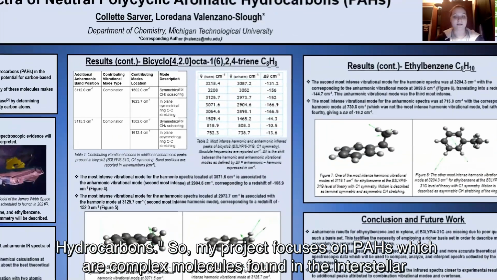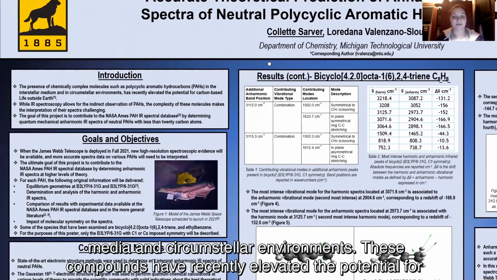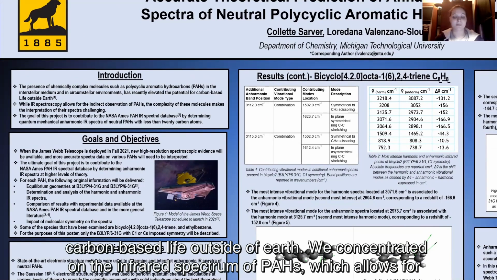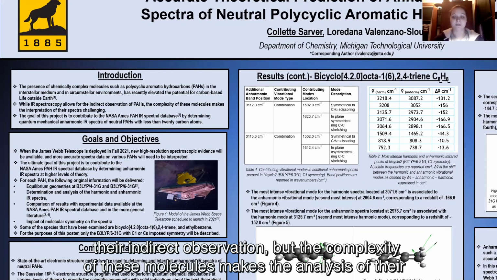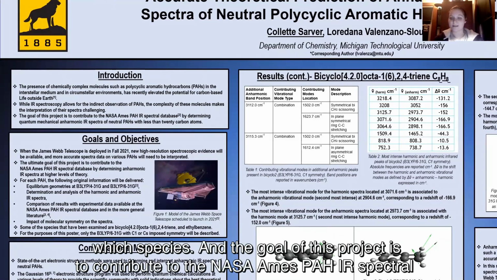So my project focuses on PAHs, which are complex molecules found in the interstellar media and in circumstellar environments. These compounds have recently elevated the potential for carbon-based life outside of Earth. We concentrate on the infrared spectra of PAHs, which allows for their indirect observation, but the complexity of these molecules makes the analysis of their spectra challenging. For instance, we know that there are PAHs present, but we cannot confirm which species.